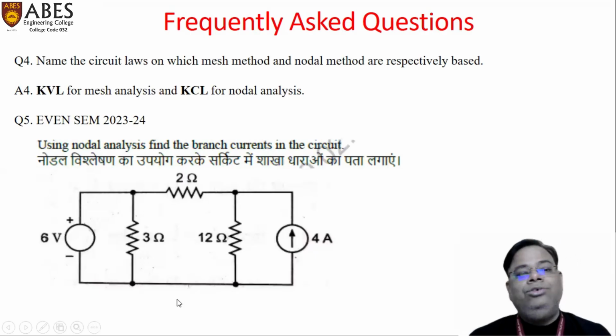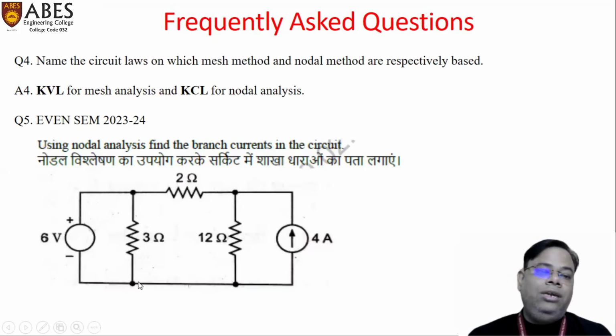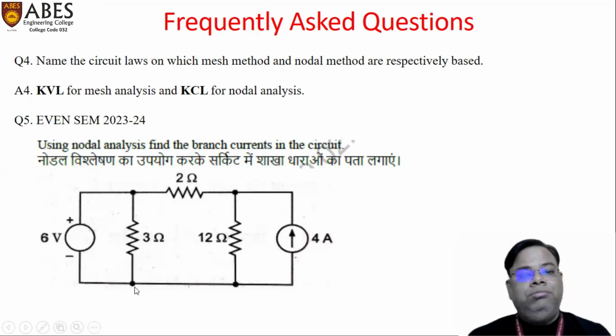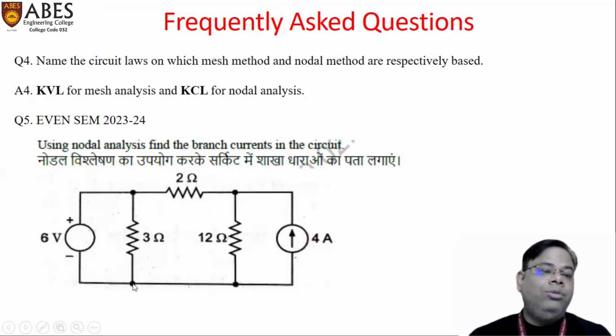After that, we will assume the zero voltage. Here we can assume zero voltage at the bottom of the 3 ohm resistance or 12 ohm resistance. And after that, of the remaining 2 nodes, there is one node whose voltage we already know. If we are assuming 0 voltage at the bottom of the 3 ohm, then the top of the 3 ohm resistance would be 6 volt. It means there is only one remaining node.